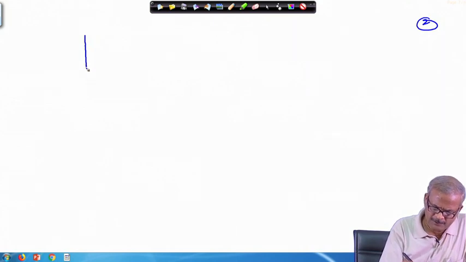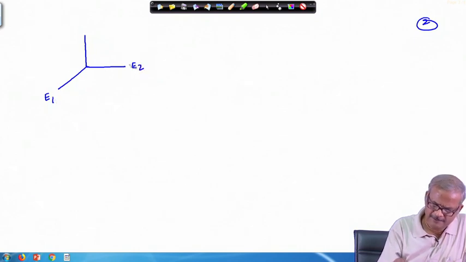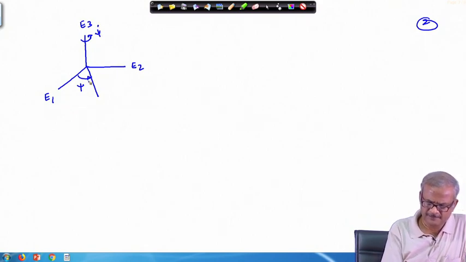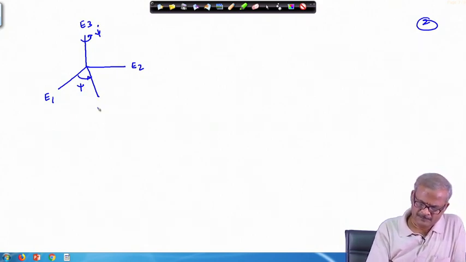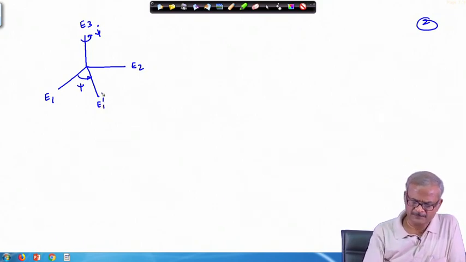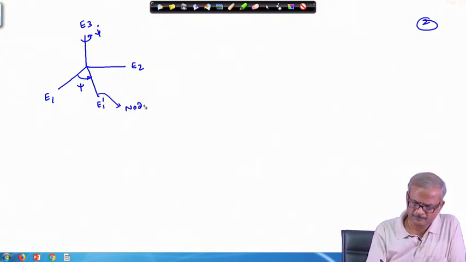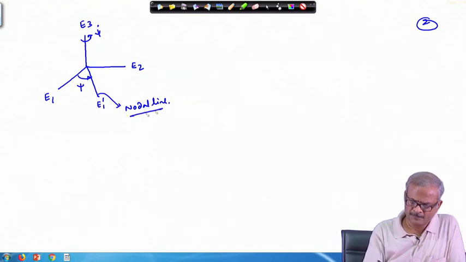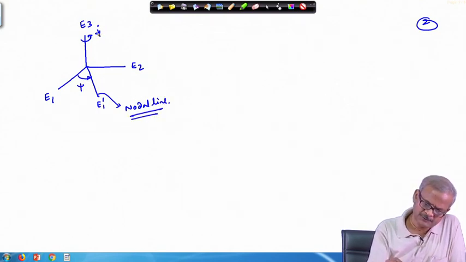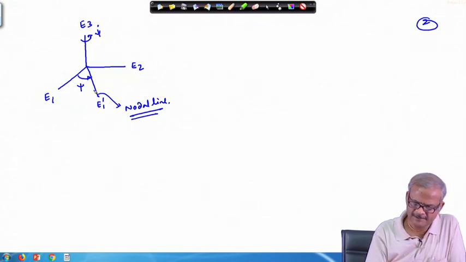Overall, finally, I am concluding with E 1, E 2 and E 3, and this is the line. You rotate it by psi about this. So, this is the psi angle here. This point, which we have written as E 1 prime, is called the nodal line. So, the nodal line rotates at the rate psi dot about this E 3 axis.